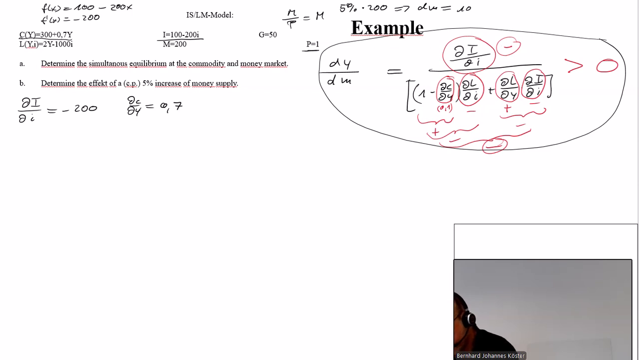0.7. What else? Del L, del I. So what happens if we take the partial derivative with this part? This is maybe the difficult one. We are taking the derivative with respect to the interest rate.